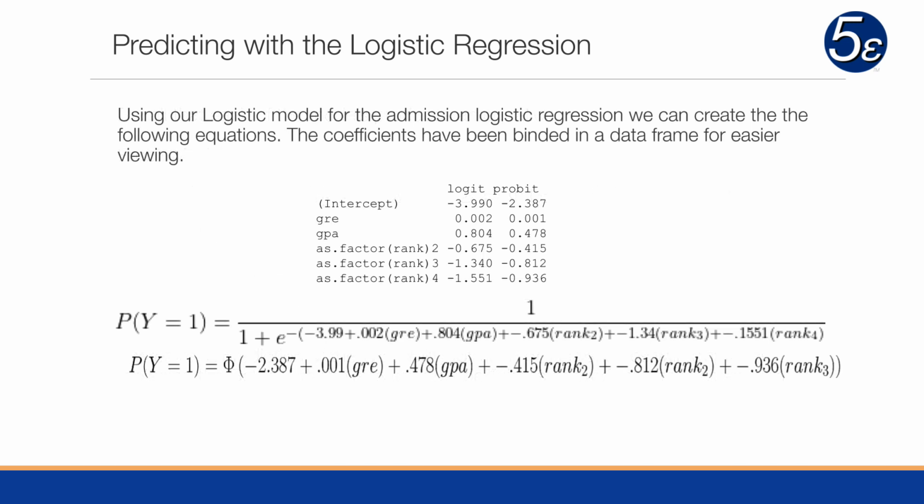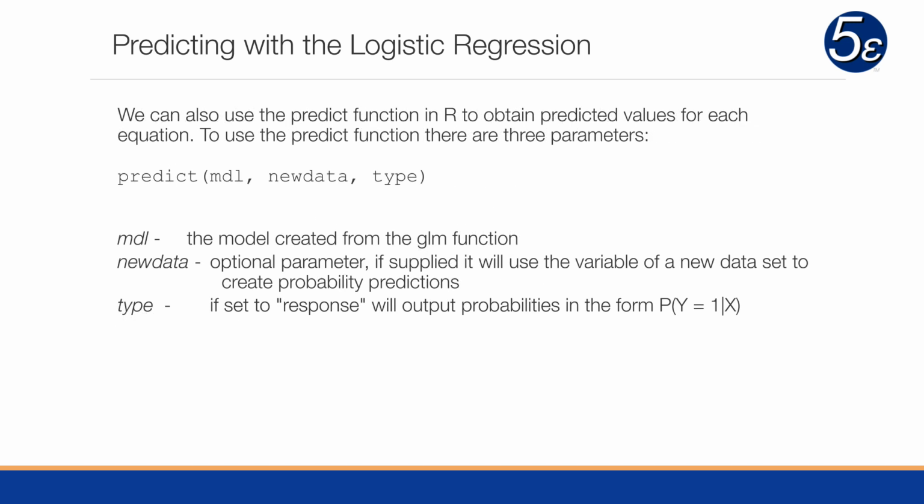Using our logistic model for the admission logistic regression, we can create the following equation. The coefficients have been bound in a data frame so that we can easily review. So here's our Logit model, and here's our Probit model with the appropriate coefficients. If we wanted to compute something for any given GRE, GPA, rank, we could use these coefficients in these equations to compute the probability of y equals 1. But we can also use the predict function in R, so we don't have to do this manually.